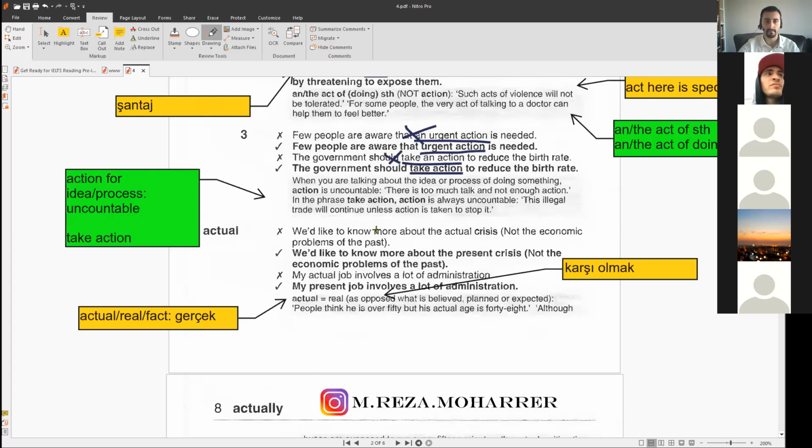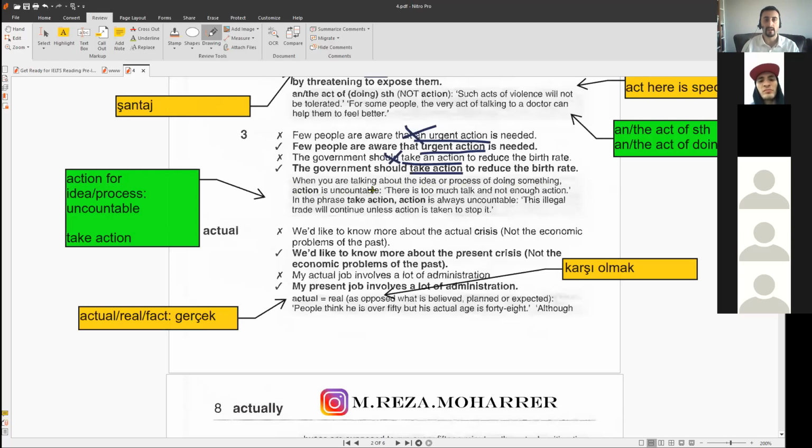Now, what is the story? As you see here, before going to the text, in the green box, action for idea or process. Action is uncountable whenever we use it with take. So when you are talking about the idea or process of doing something, action is uncountable. We cannot say actions. Example like this, there is too much talk and not enough action.